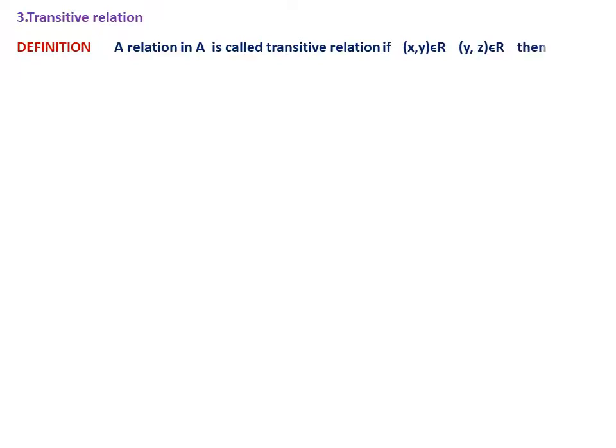Next one, transitive relation. A relation R on A is called transitive relation if (x,y) belongs to R and (y,z) belongs to R, then (x,z) belongs to R. That means you have to select two pairs, (x,y) and (y,z). If these two pairs are there, then the (x,z) pair must be there. So that is the idea. So let me take an example.